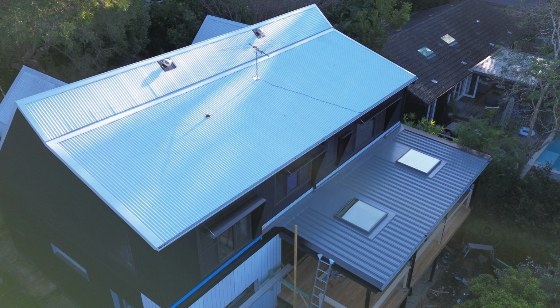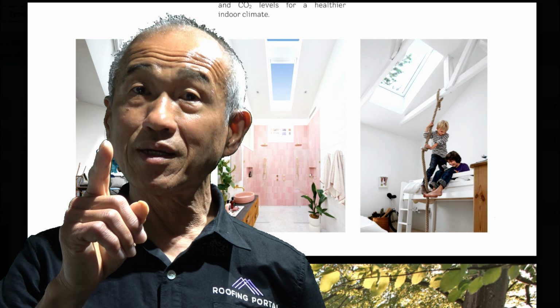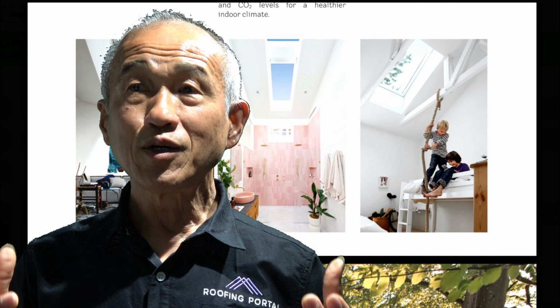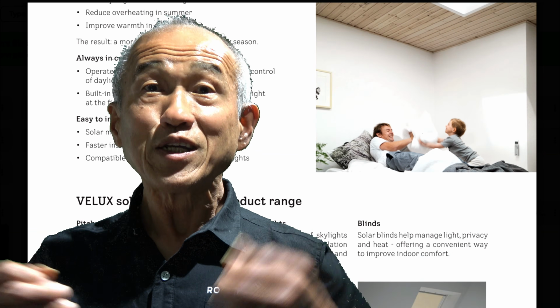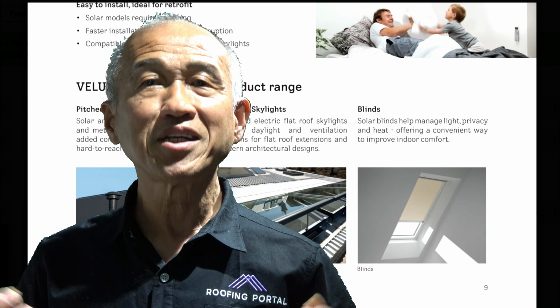And now back to new builds or even in renovations. If an architect is involved, he can look at the Velux brochures and he can market the Velux skylight as part of his architectural design. Velux is very, very good in marketing, and they show skylight installations on typical homes with lots of light coming through. But if you look at most of these pictures closely, what do you get with the skylights? You get blinds.